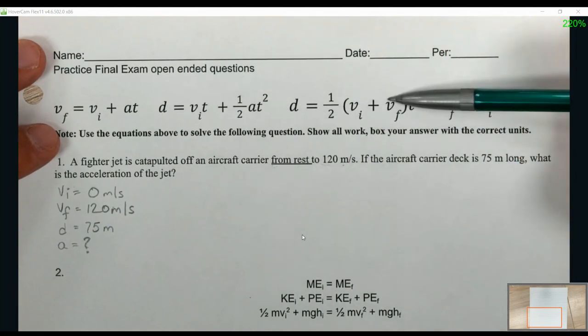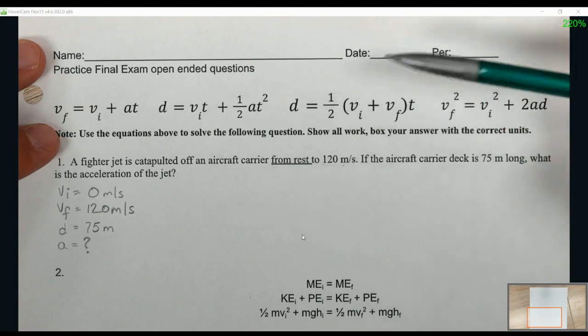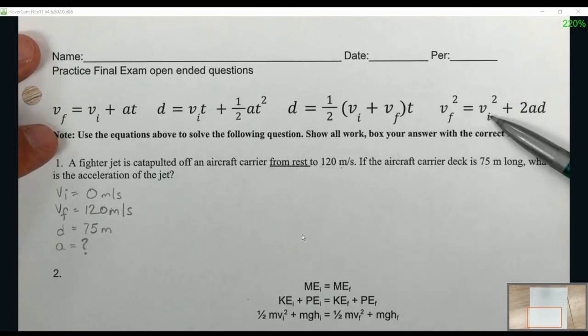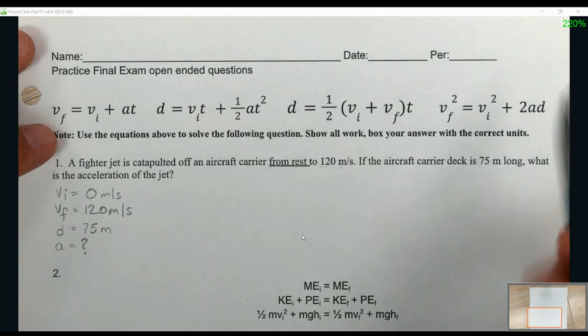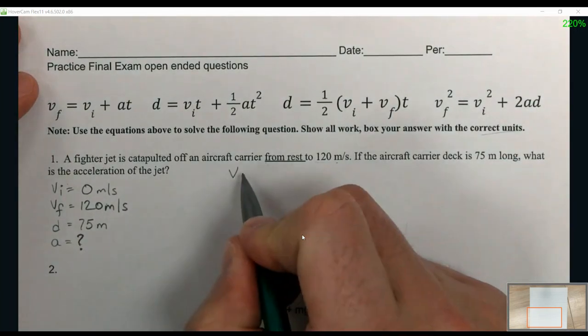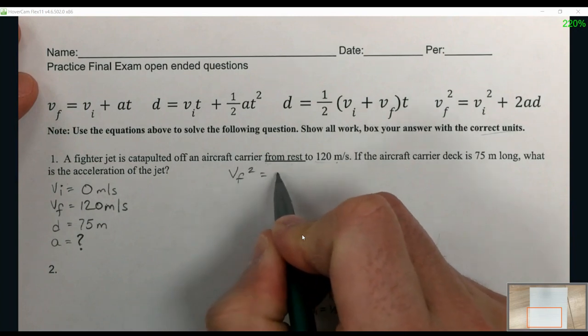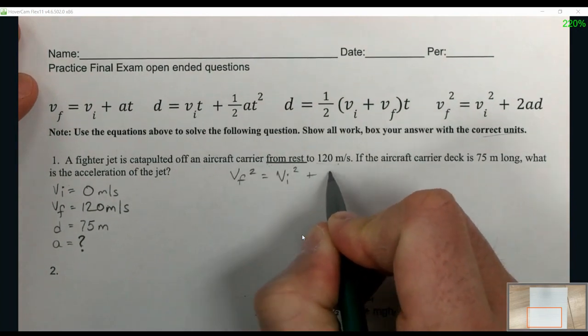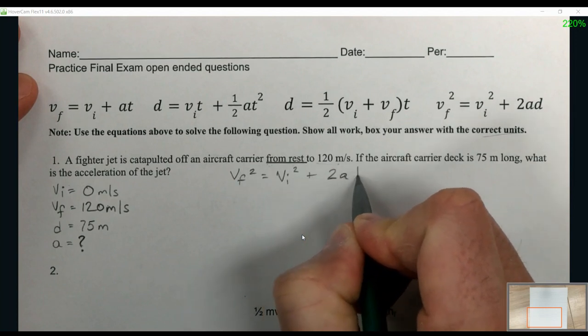VI, VF, which I have. Distance, no A, also T, which I don't have. This is the only one that you can use right now. You have an initial velocity, a final velocity, a distance, and acceleration. So this will be the equation that you're going to use. Write the equation out: VF squared is equal to VI squared plus 2 times A times D.